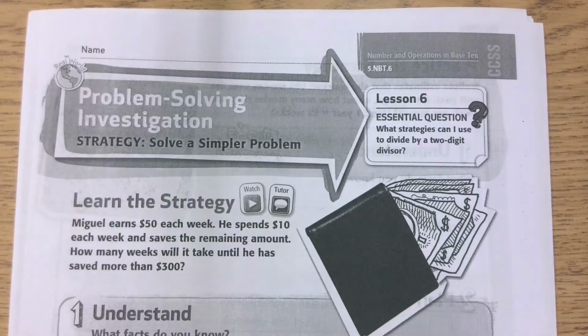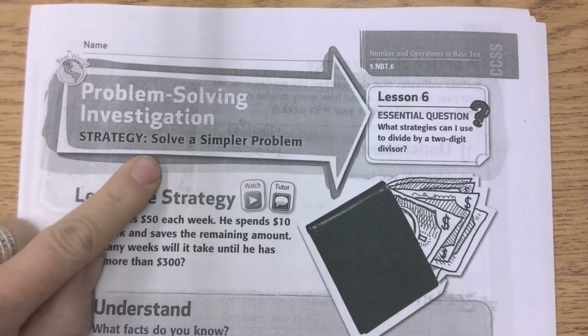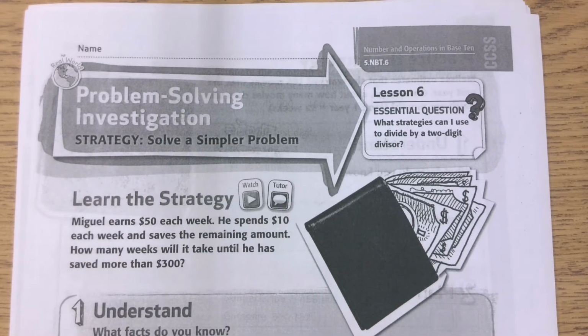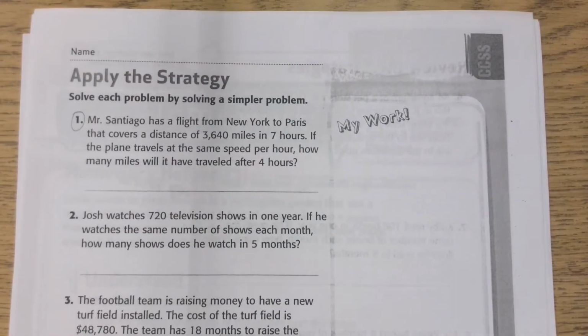All right, this is chapter 4, lesson 6, and it's all about problem solving. And so if you look at this strategy, it's solve a simpler problem. And that's exactly what we're going to do today. We're going to take a big problem and break it into smaller problems.